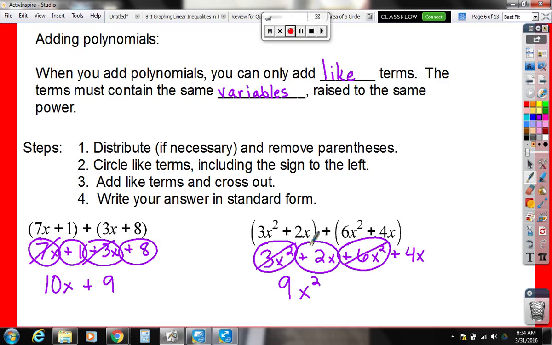Let's go to the next term. Courtney, do we have any other that are like 2x? 4x, and when we combine them, what do we get? Good. And is that in standard form? Yes, good. Any questions?